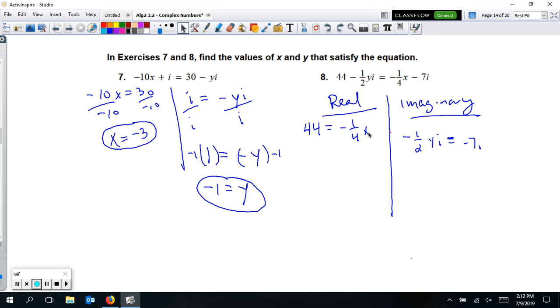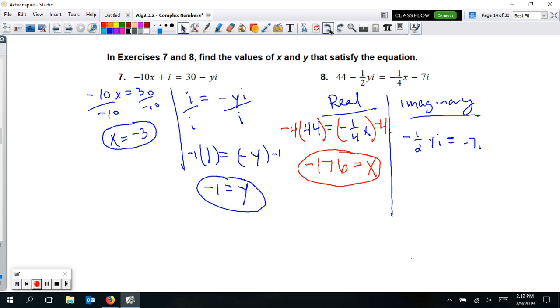For this one, x here, it's a 1/4. We want to get rid of our fraction by multiplying by 4. And we need to multiply also by a -4 because we want to make this a positive x. So we'll multiply both sides by -4. That's going to cancel the 4's, cancel out the negative signs, leave me just with x. -4 times 44 is -176. So there's your answer for x.